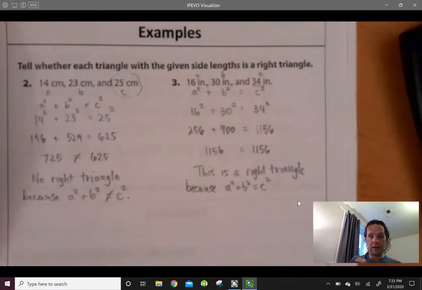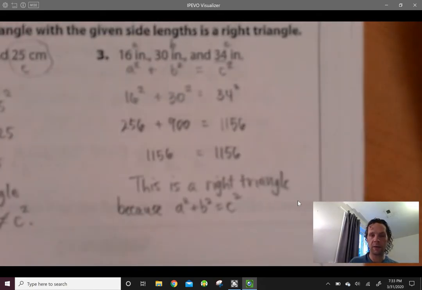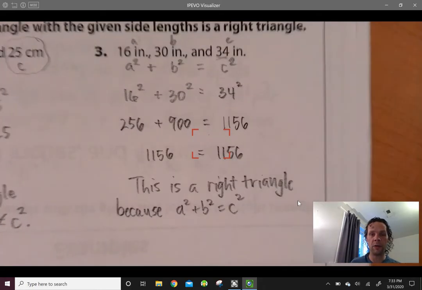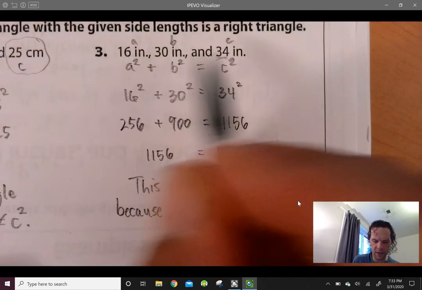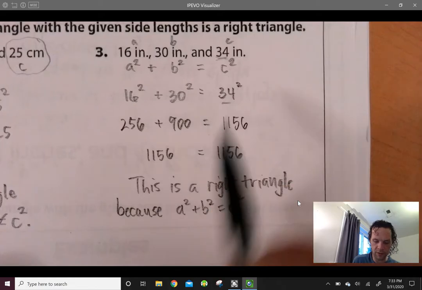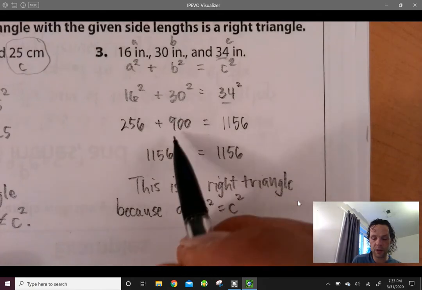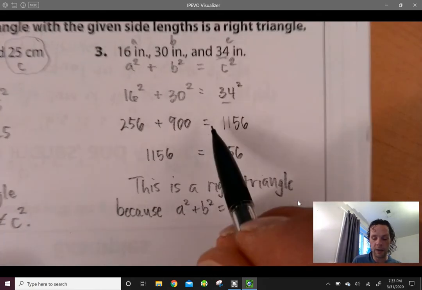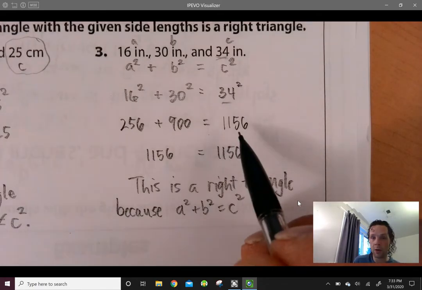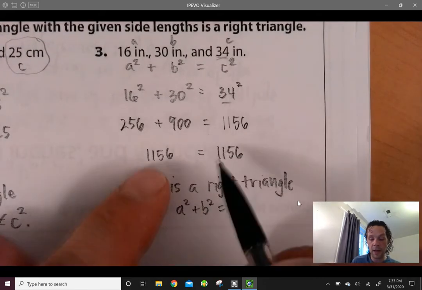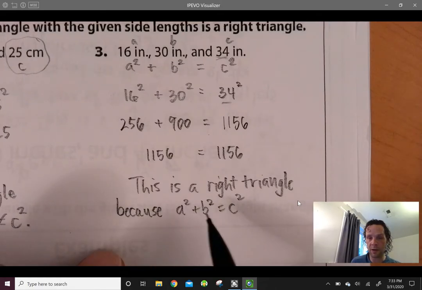Same idea here, right? We've got three known side lengths on a triangle, and we want to know if one of the angles is 90 degrees. Is it a right triangle? Okay, so I substitute my values. Again, the long side, or C, is 34, so I put that right there. And I have 16 squared is 256, plus 30 squared equals 900. And 34 squared, or 34 to the second power, 34 times 34, is 1,156. Okay, these two values are equal. This is in fact a right triangle because a squared plus b squared equals c squared.